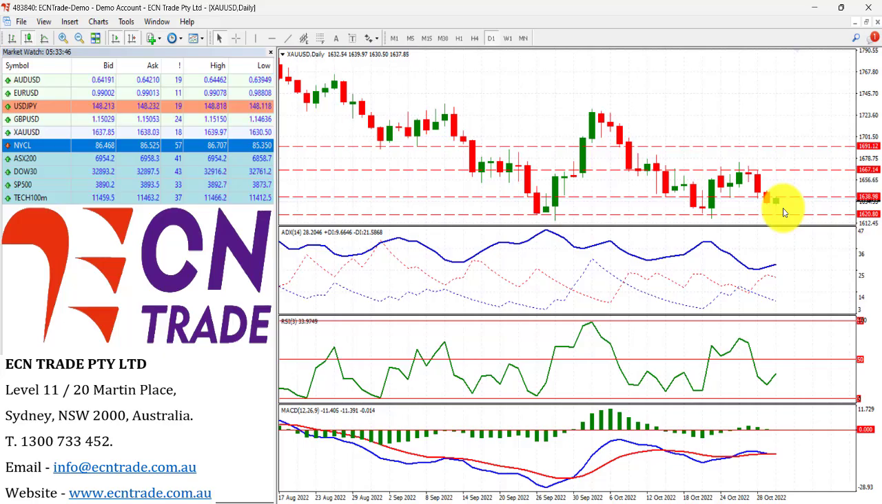Wrapping up with gold, the market crushed the level of 1,638 and now looks lower to 1,621 as a potential target, with any advances likely to be limited.